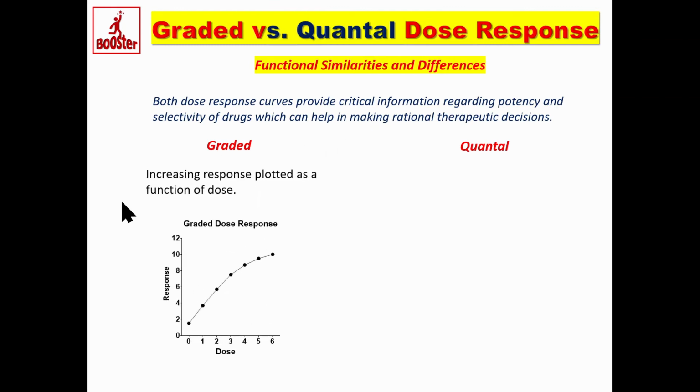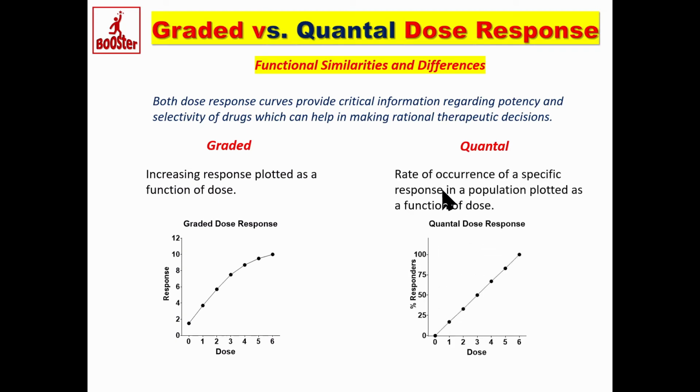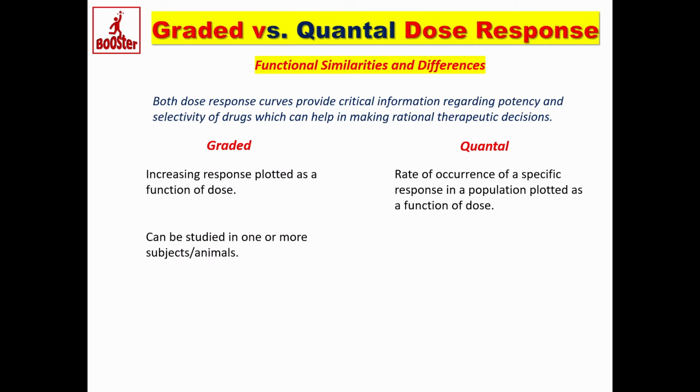For example, in the graded dose response, as we saw, we plot increasing response as a function of dose, but in the quantal one, you plot the rate of occurrence of a specific response in a population as a function of dose. Remember, we defined a response here, and here we're not defining, we're just looking at what response the drug produces. Another fundamental difference is that you can study the graded dose response in one animal or one subject. All you have to do is increase the dose and you see the effect. So with the increase in dose, you see an increase in effect.